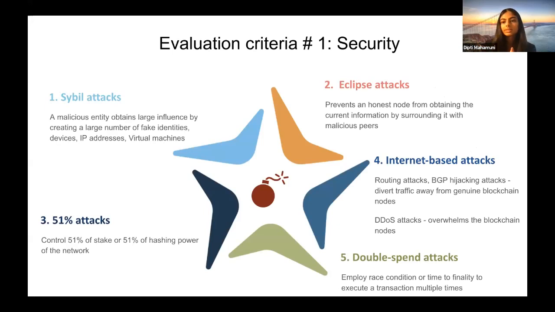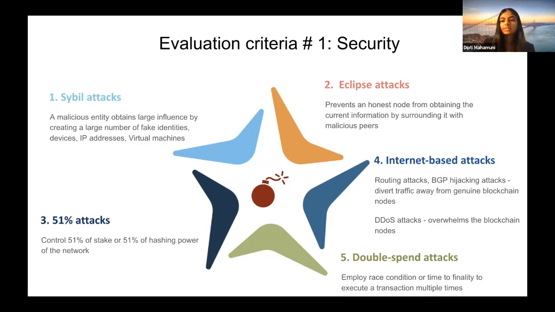So first up, the Sybil attack is when a malicious entity gains influence over the blockchain by creating fake identities, devices, IP addresses, or virtual machines. So the current set of consensus algorithms such as proof of work and proof of stake are resistant to the Sybil attack to some degree. This means that as long as a malicious actor cannot get control over a large proportion of nodes, hashing power, or stake, these consensus algorithms are safe. However, there's still a possibility that these protocols could fall victim to the Sybil attack because there is a slim chance that the malicious actor can end up getting control of that.